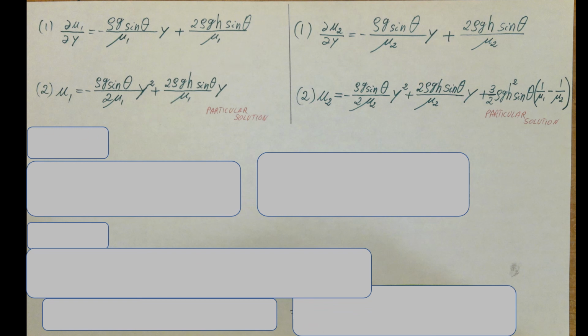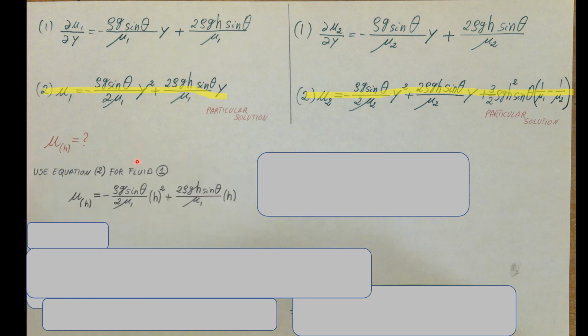Okay, so we determined the velocity profile for the first fluid and the velocity profile for the second fluid. Very good. All right. And these two are the ones that are going to help us figure out the requested velocities, right? Because they asked us to find 2 specific velocities. First one, they want us to find the velocity at h, where y is equal to h, at the interface where the 2 fluids meet. Okay, for that, I'm going to use equation 2 for fluid 1. This one right here, right?